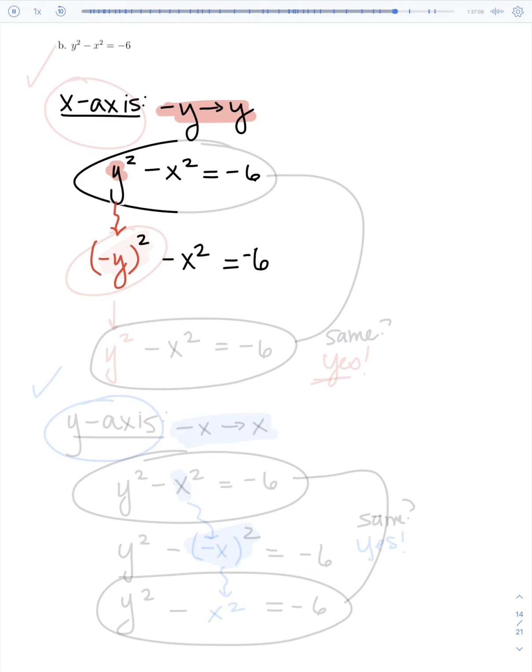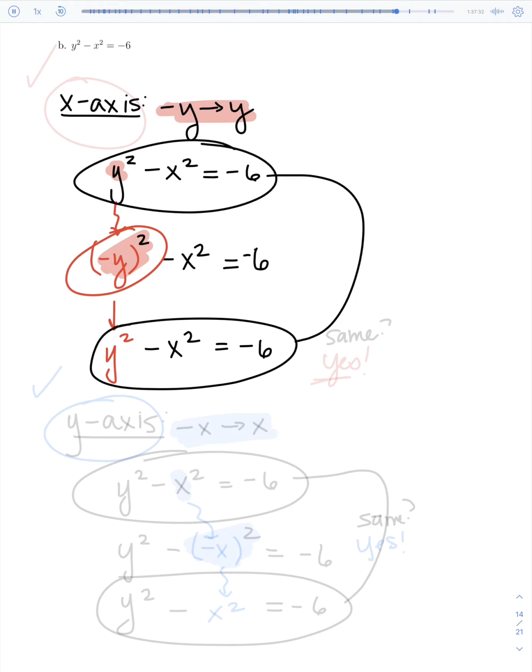Notice what happens. What happens when you square a negative? It becomes a positive. So squaring a negative becomes a positive. So that'll just become a positive y squared. We have the minus x squared and the equals -6. Nothing else has changed. So let's compare it to the original. Are they the same? Well, they're both a y squared minus x squared equals -6, so yes, they're the same. What does that mean? It means that yes, indeed, there is x-axis symmetry here.